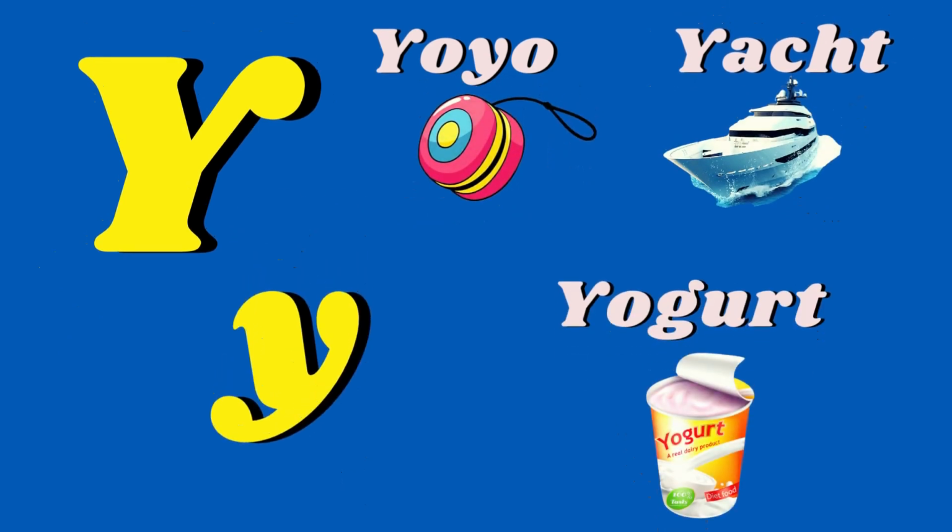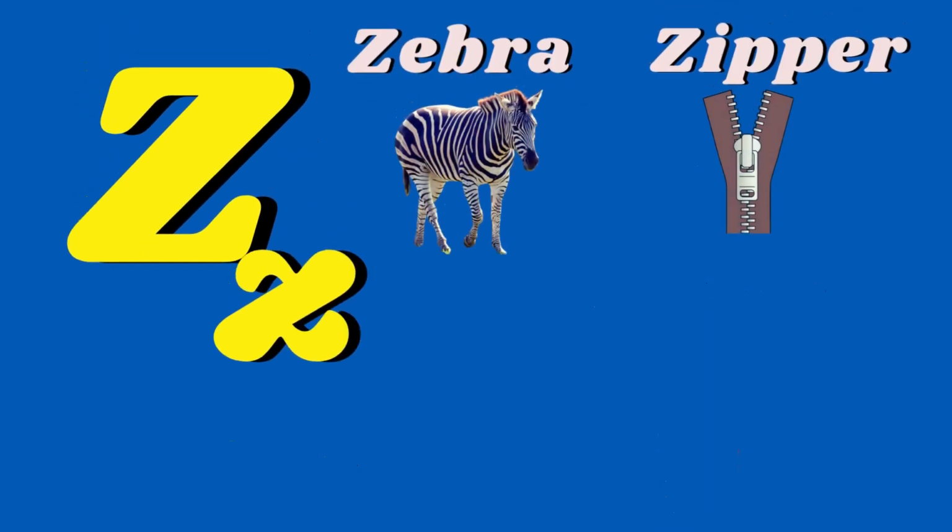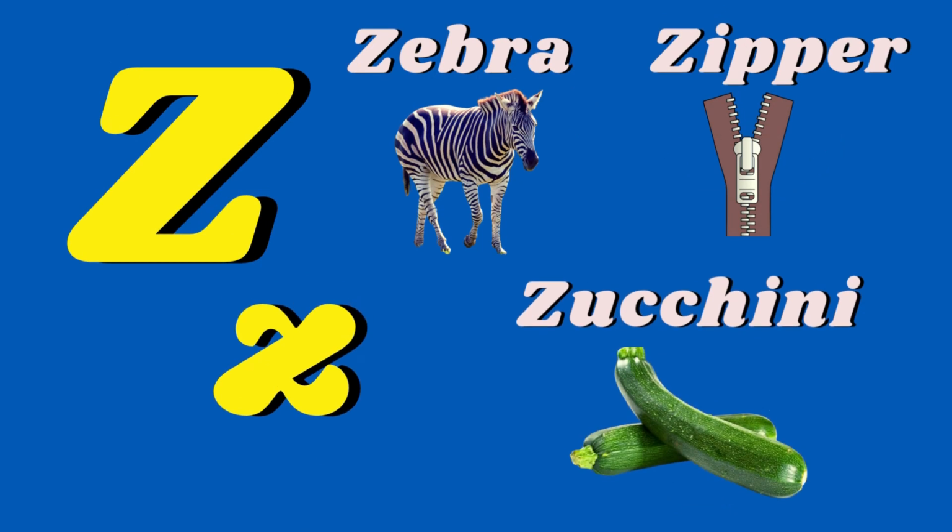Y. Y for yo-yo. Y for yacht. Y for yogurt. Z. Z for zebra. Z for zipper. Z for zucchini.